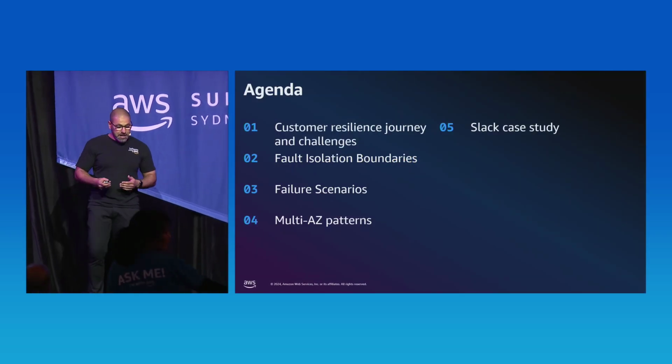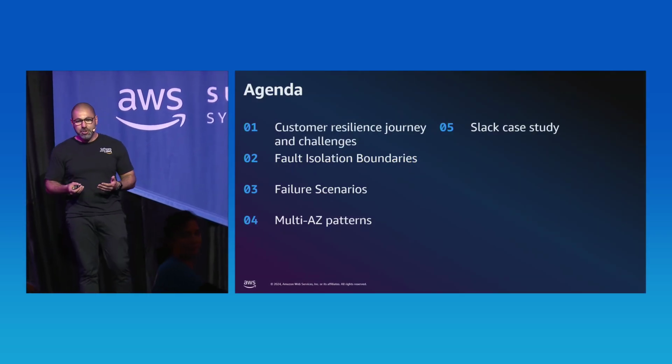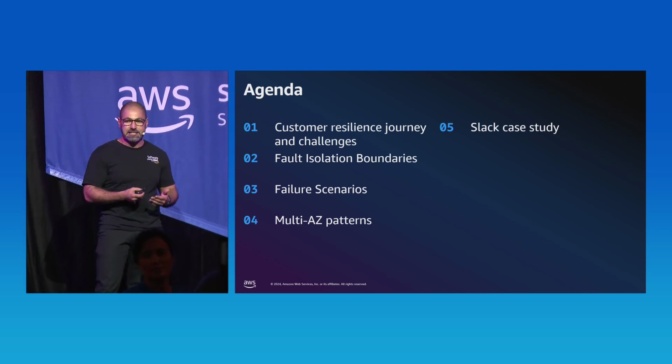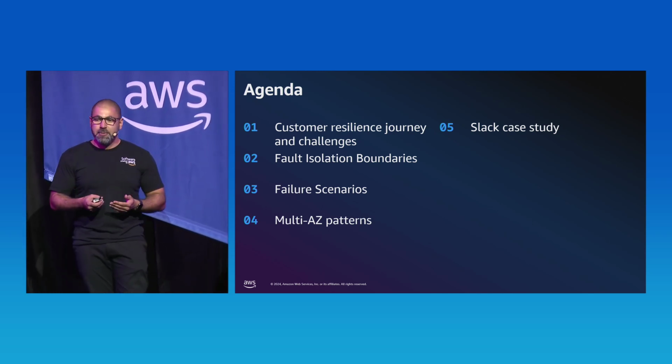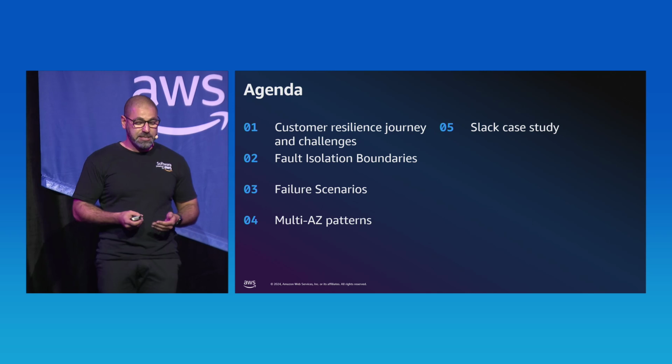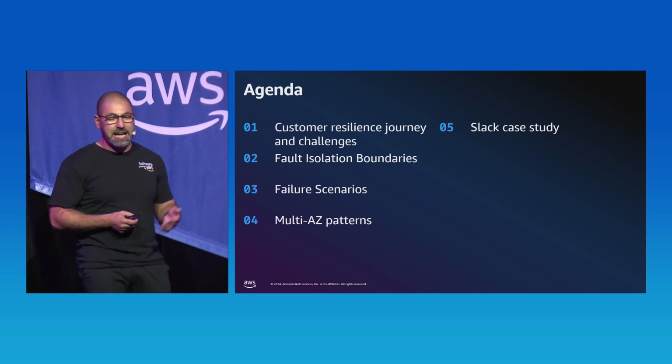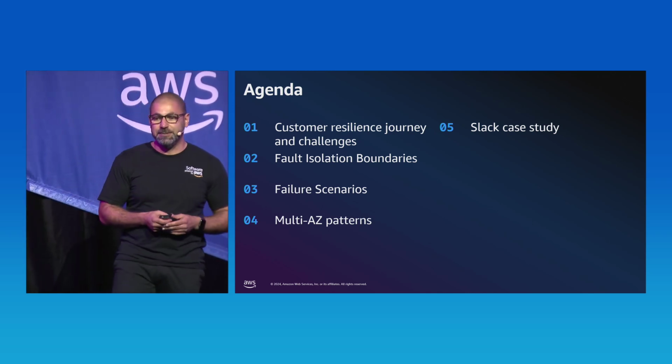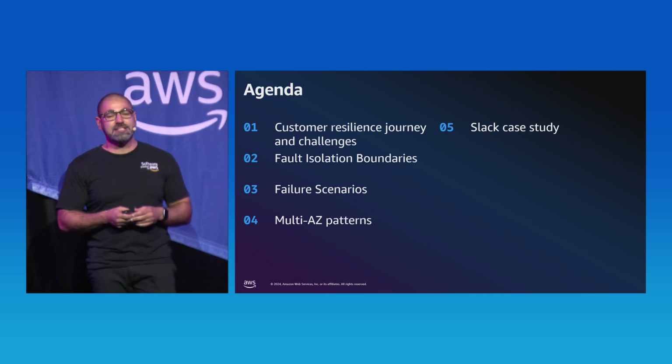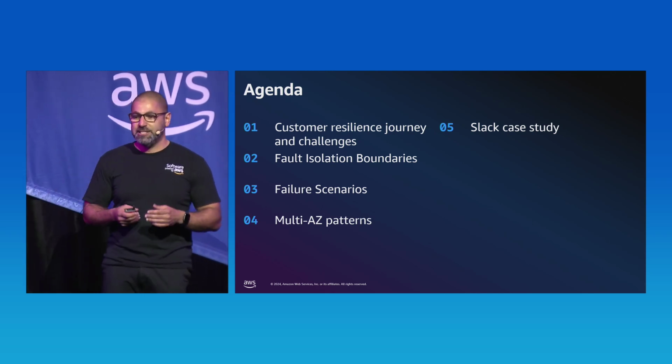For today's talk, I'll talk about a typical customer journey and what some of the challenges we see customers face. I'll then talk about some key resilience concepts like fault isolation, multi-AZ patterns, and cellular architecture. And then Paul will take you through the Slack case study and what they did on their resilience journey.